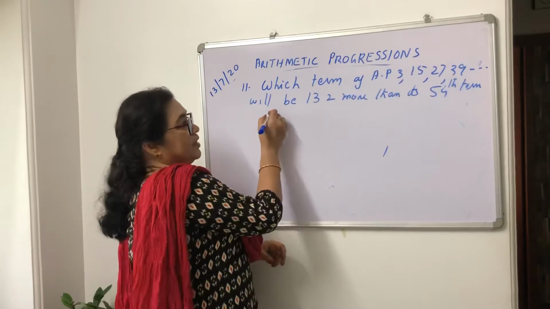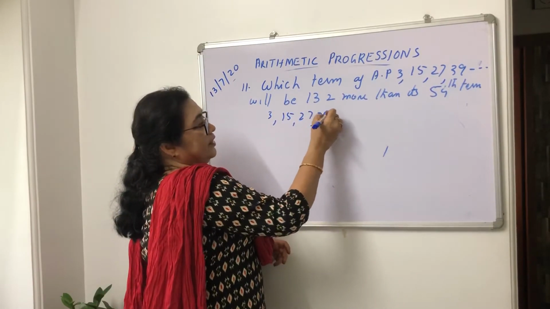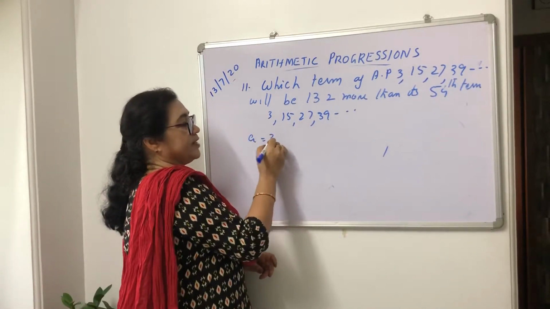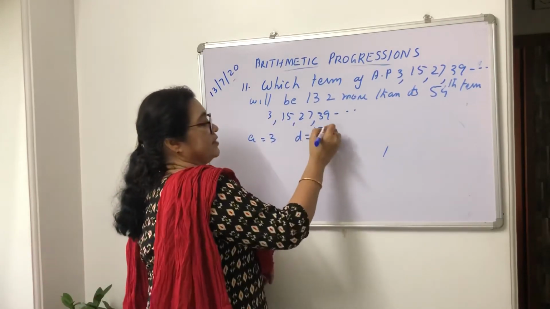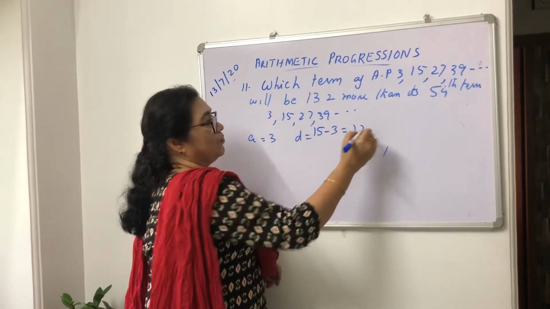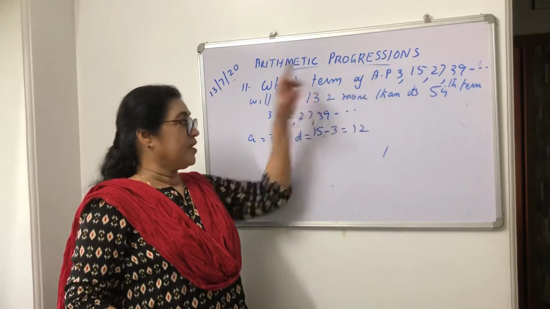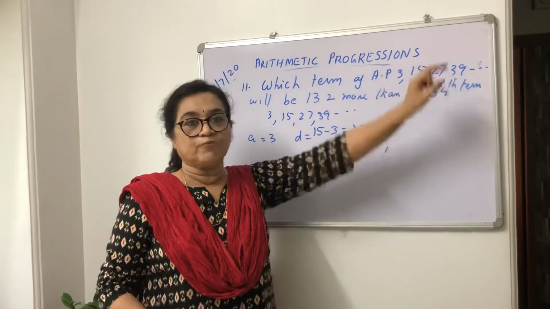Our AP is 3, 15, 27, 39. What is the value of a? a is 3, d is equal to 15 minus 3, which is 12. The question: which term of the AP will be 132 more than its 54th term?